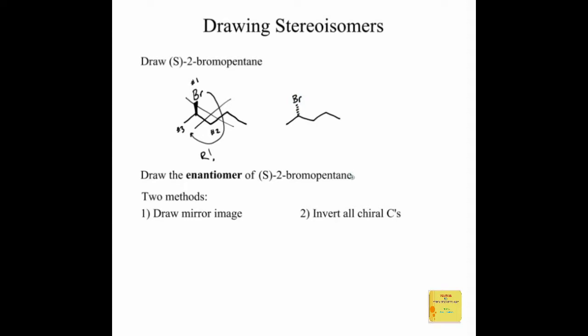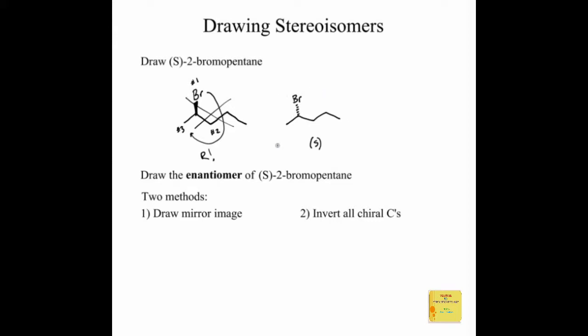And you could confirm this if you want, but this, in fact, would be the S configuration. A lot of times it's a lot faster to pick one of the stereoisomers and then confirm it rather than try and guess in your mind what's going to be the appropriate one. So that would be S-2-bromopentane. Now, what if I asked you to draw the enantiomer of S-2-bromopentane?